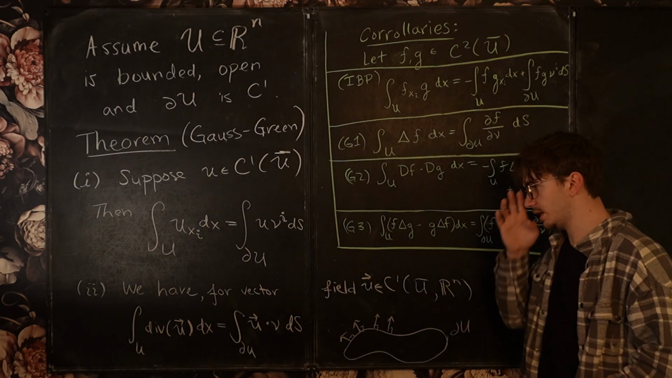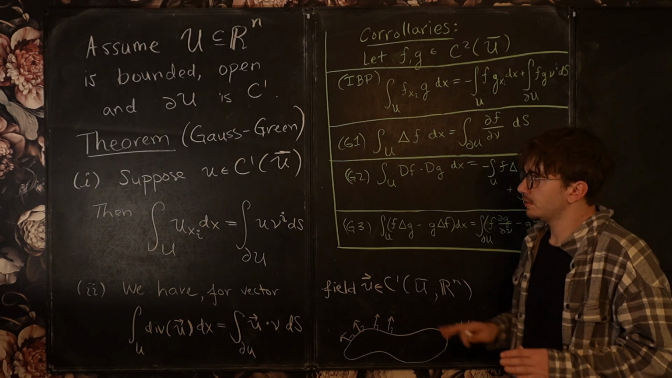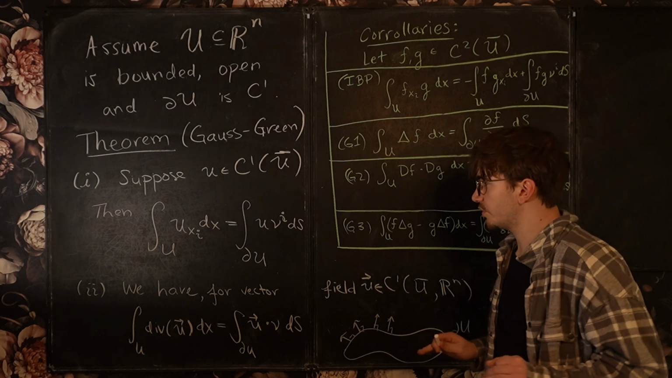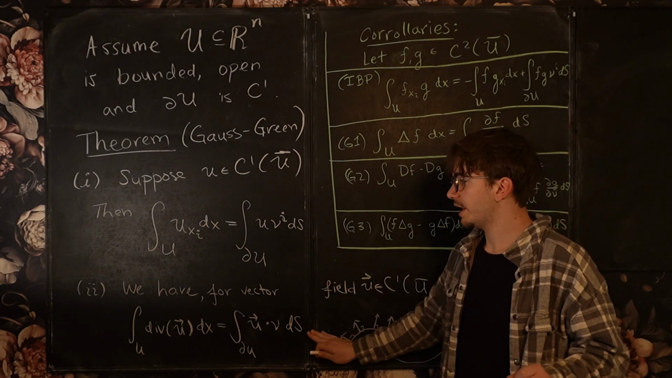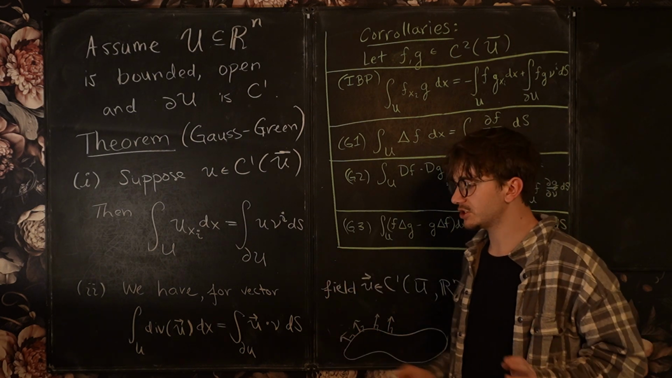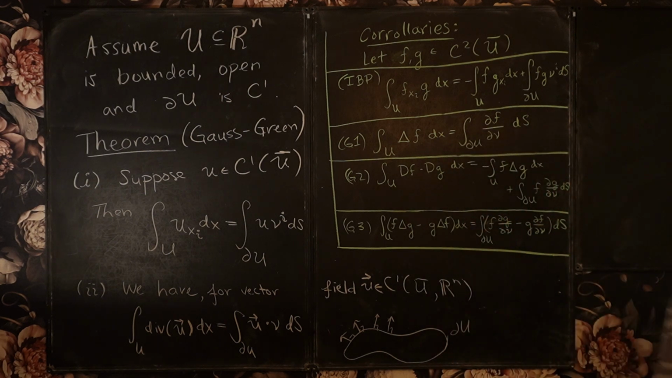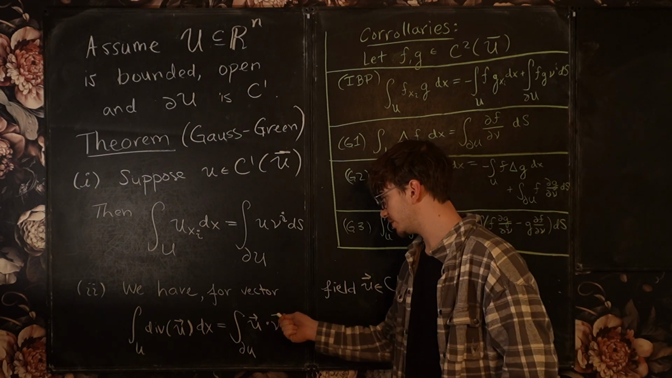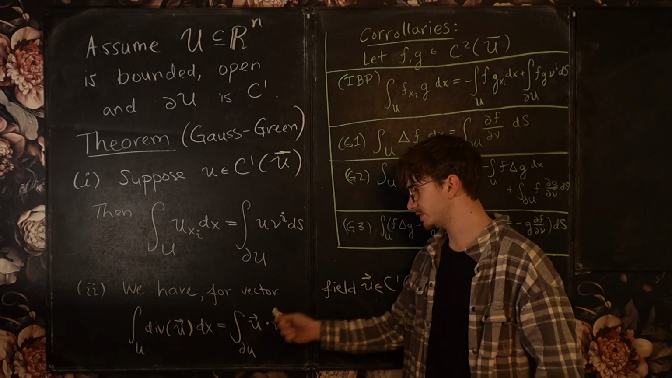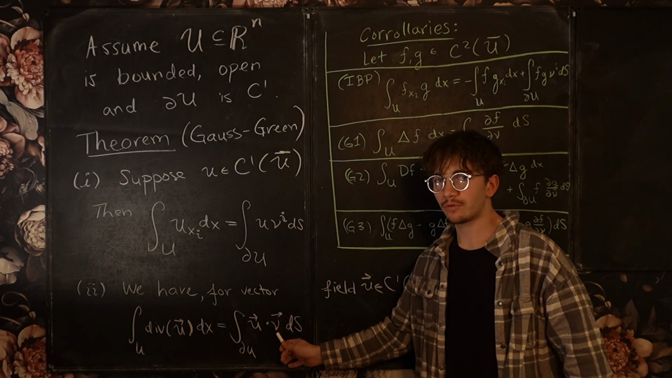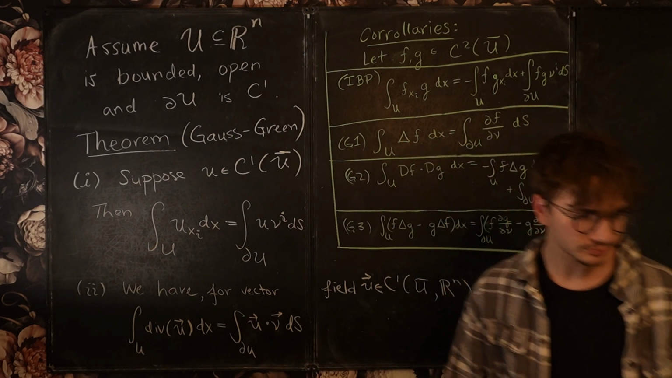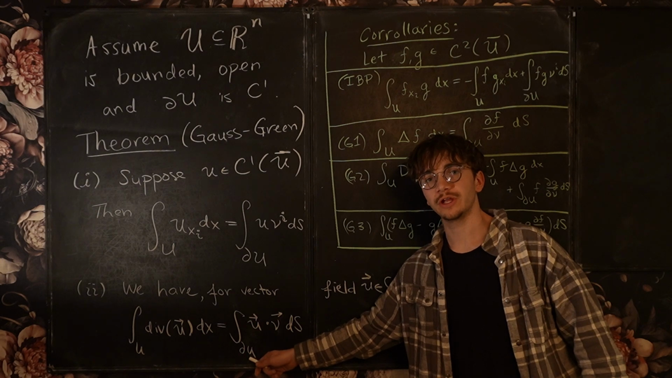Now, parts 1 and 2 of the theorem are equivalent, and so we only need to prove part 1, and part 2 will immediately follow. Let me just show you why. If I unpack this definition, and by the way, this nu here should be a vector, the outward unit normal vector to our surface partial U, or the boundary of U.